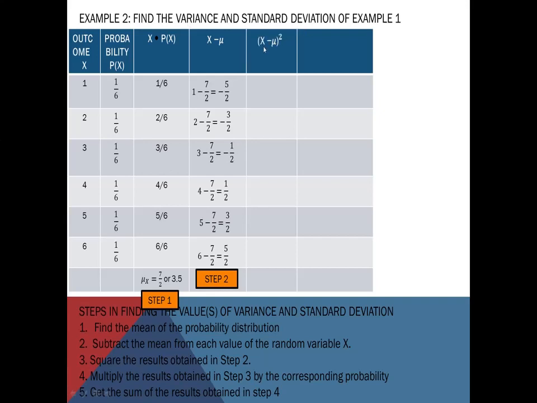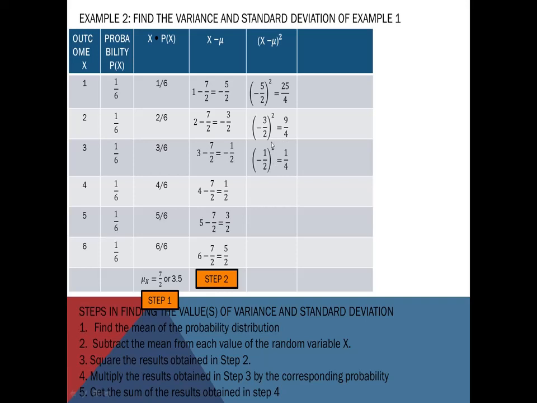So, let's square it. Negative 5 over 2 squared: negative 5 times negative 5 is 25, and 2 times 2 is 4. Okay, next, negative 3 squared is negative 3 times negative 3, positive 9. 2 times 2 is positive 4.